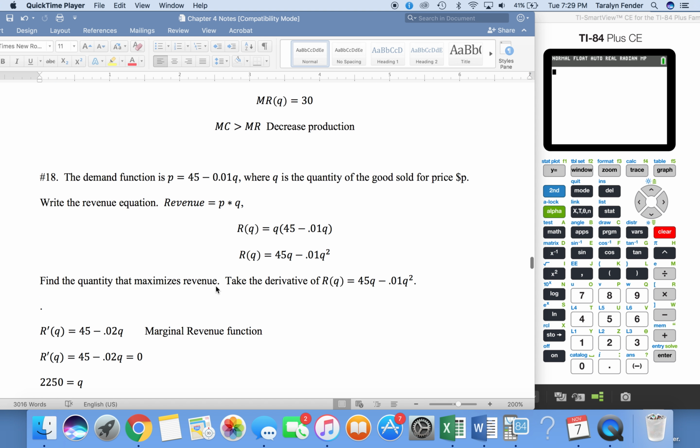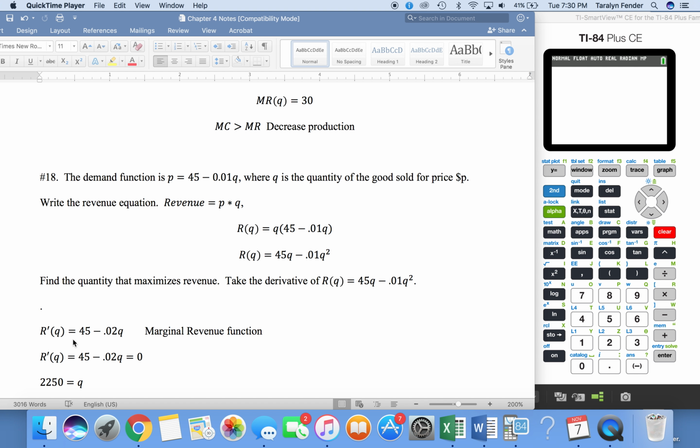Number 18, we'll talk about the demand function. Price is equal to this function where Q is the quantity of the goods sold for P dollars. Write the revenue function. The revenue function, remember, is price times quantity. So if this is the price function, we're going to multiply that by Q, and when we multiply it, we get a polynomial. So to find the quantity that maximizes revenue, take the derivative of the revenue equation.